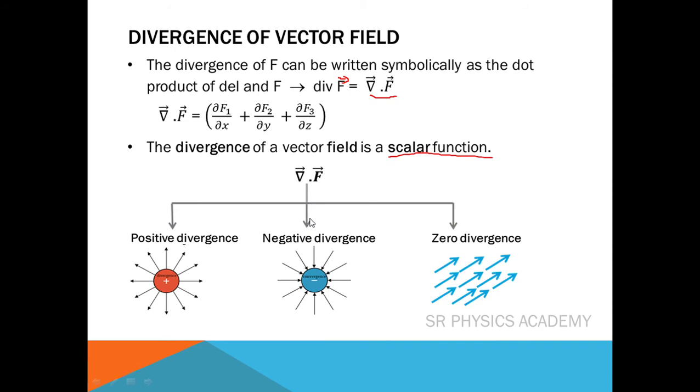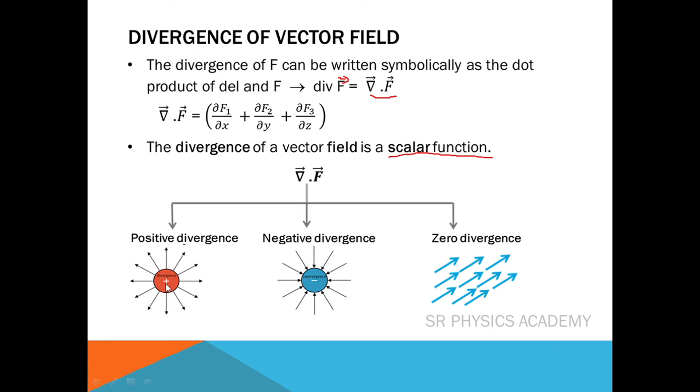Positive contraction. So that is negative divergence. Next is the zero divergence. In this case, the positive divergence means the vector field is increasing in magnitude as you move along the flow of the vector field. If the vector field is increasing here, then we can say that this is positive divergence.